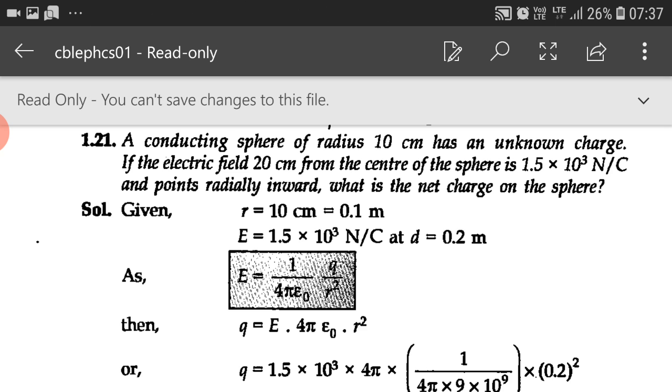What are you given? A conducting sphere, its radius 10 centimeters, having unknown charge. Let us take that charge to be Q, present over the surface of that conducting sphere. Electric field at a distance of 20 centimeters. It means definitely this point will be lying outside the sphere as the radius is 10 centimeters, from the center of the sphere, this E is equal to 1.5 × 10^3 newtons per coulomb. And this field is pointing radially inwards. It means the charge present on the conducting sphere will be negative. What is the net charge on the sphere?